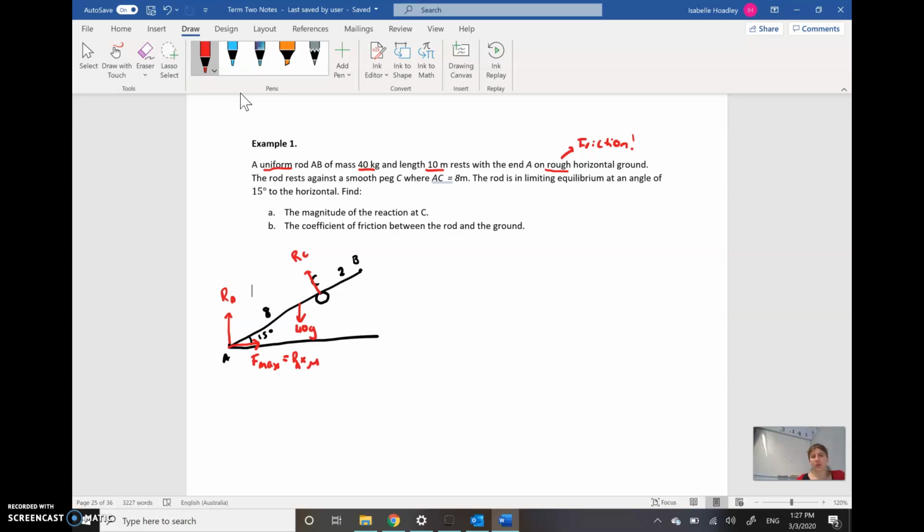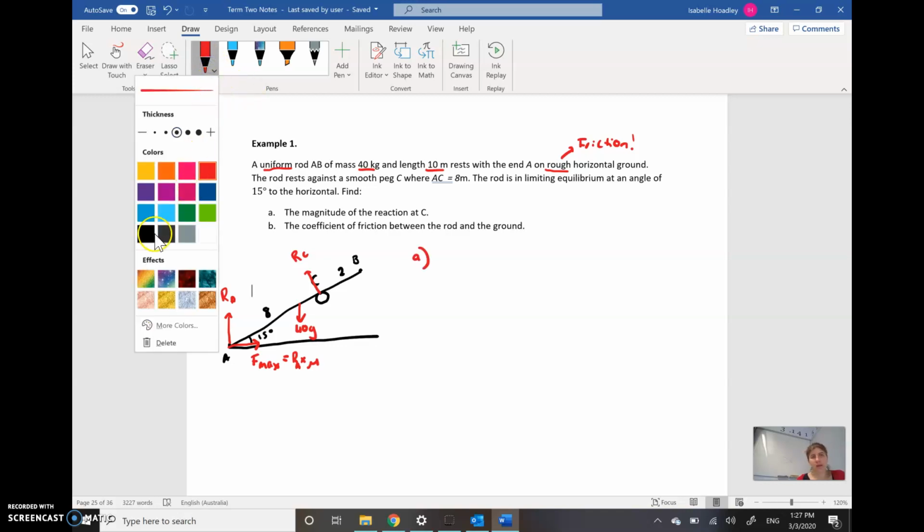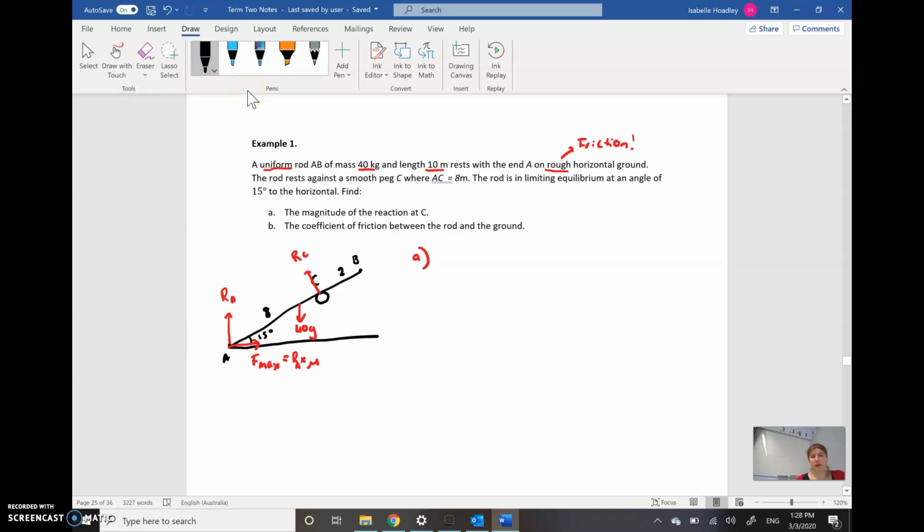Now the first part of this problem says we want to find the magnitude of the reaction at C. So we're wanting to find RC. Now, we have a lot of variables in here. We don't know RA, we don't know the friction coefficient, we don't know RC. The only thing we do know is the 40g. So the way we're going to approach this is more like a moments problem than like a forces problem.